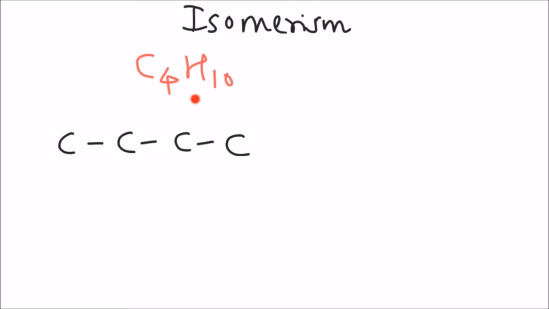Isomerism is a phenomenon where two or more compounds having the same chemical formula will have different properties because of different structural arrangement. Let's take an example of butane. Butane has 4 carbon atoms and 10 hydrogen atoms. It can be represented with a straight carbon-carbon chain, or it can also be represented in a branched structure like this. Now these two compounds have the same chemical formula, but they'll have different physical properties because of different structures, and this is called isomerism.